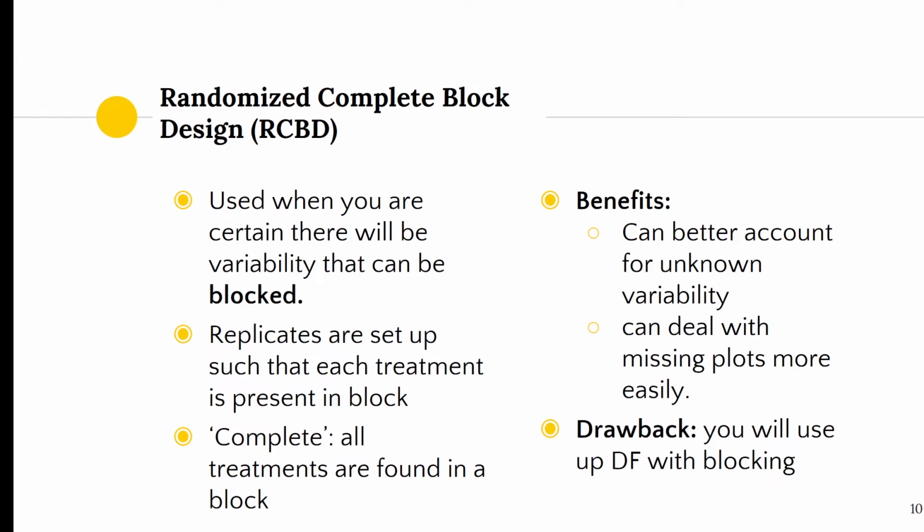Now, the benefits of RCBDs are that you can better account for unknown variability via blocking. You can also deal with missing plots more easily. I won't get into the technical details here, but you can replace missing values if you wanted to much more easily in an RCBD. Now, a drawback is that you're going to be using up degrees of freedom with blocking. And so the confidence we have in the estimates of your other sources of variation is going to be a bit lower.